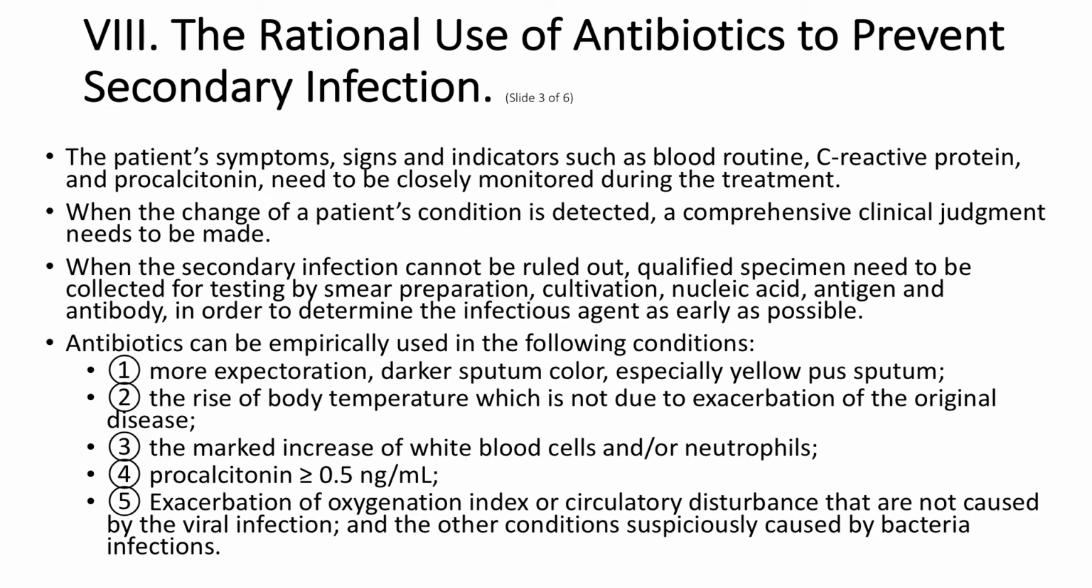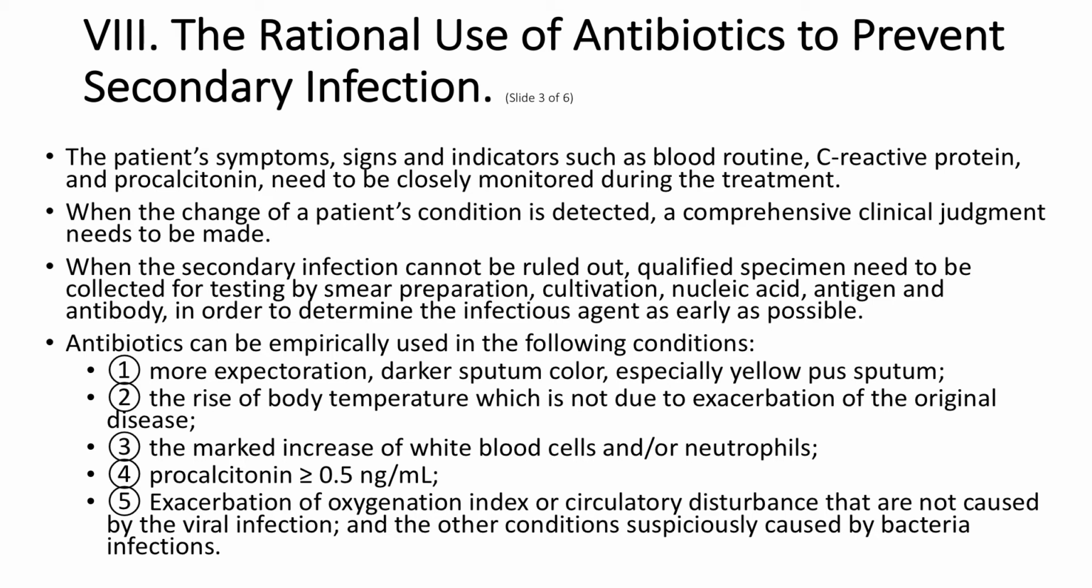The patient's symptoms, signs and indicators such as blood routine, C-reactive protein and procalcitonin need to be closely monitored during the treatment. When the change of a patient's condition is detected, a comprehensive clinical judgment needs to be made. When the secondary infection cannot be ruled out, qualified specimens need to be collected for testing by smear preparation, cultivation, nucleic acid, antigen and antibody in order to determine the infectious agent as early as possible.